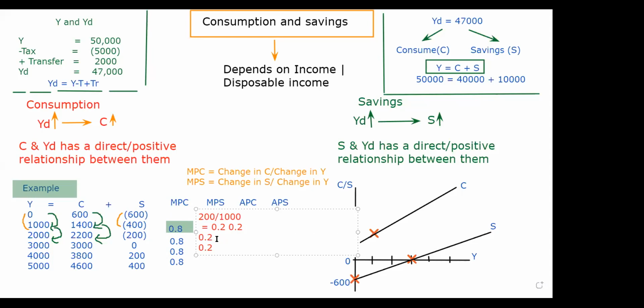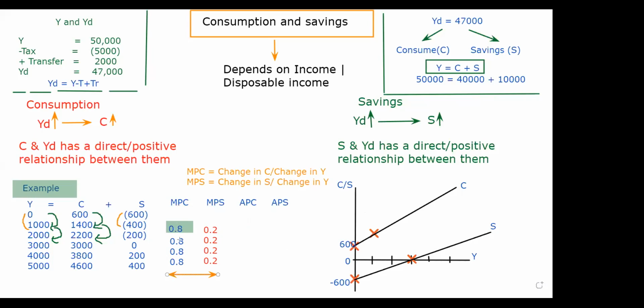So what does that mean? Your MPS also does not depend on income. It does not change with income. No matter what the level of income is, your MPC and MPS are constant. Now, this MPC and MPS is also known as the slope of the curves. MPC is called the slope of the consumption function. MPS is called the slope of the savings function.